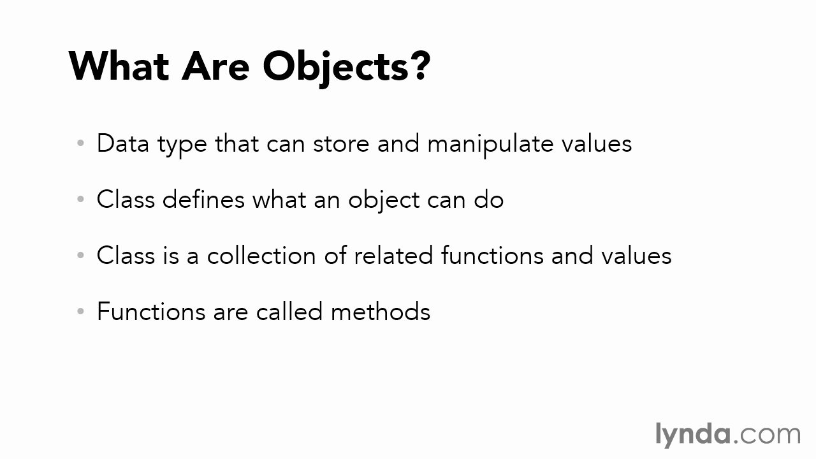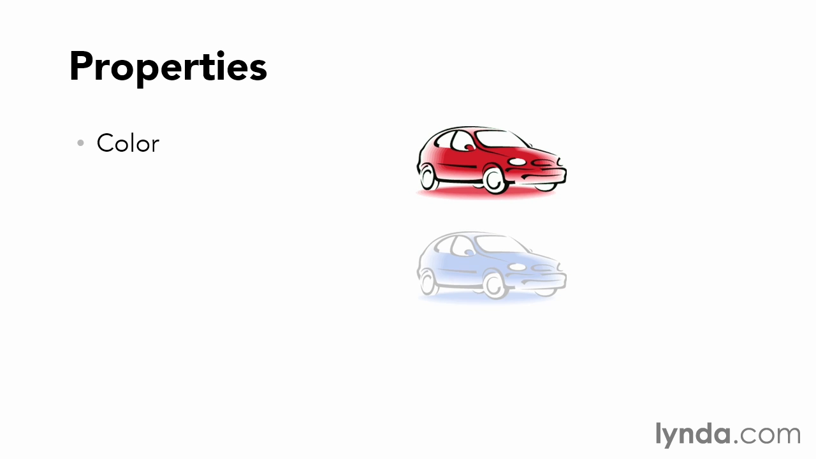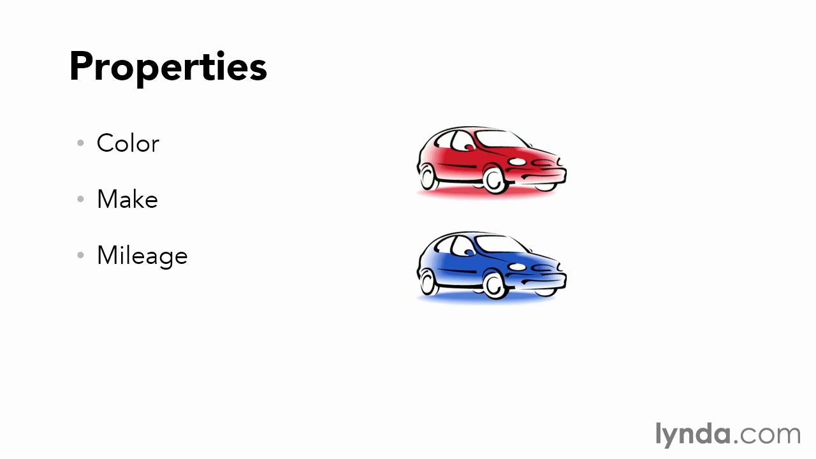Functions defined by a class are referred to as the object's methods. Values stored by an object are referred to as the object's properties. A common example that's used to describe objects is a car, so we'll use that here. An important property of any car is its color. For example, you might have a red car, or it could be blue. Other important properties are the make of the car and the number of miles on the clock. All cars share similar properties, but each car is unique. Similarly, each object that you create from a PHP class is unique.